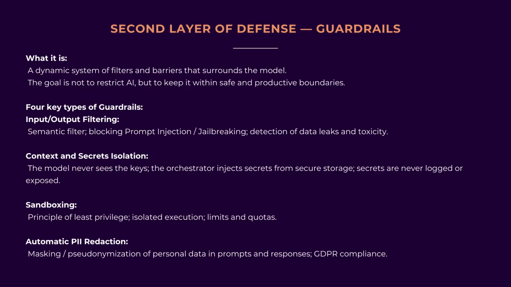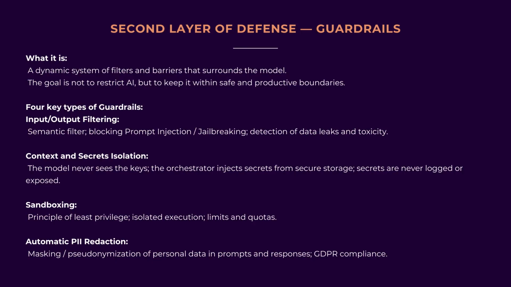Second, context and secrets isolation. This is a fundamental principle of secure architecture. It is tempting to pass an API key or password to the model in the prompt so it can perform an action. But that must never be done. The model can accidentally disclose that secret in another answer. It can land in logs and become exposed. The correct approach is that the model never sees such secrets.